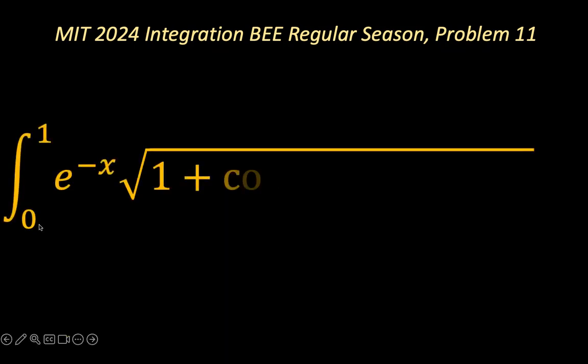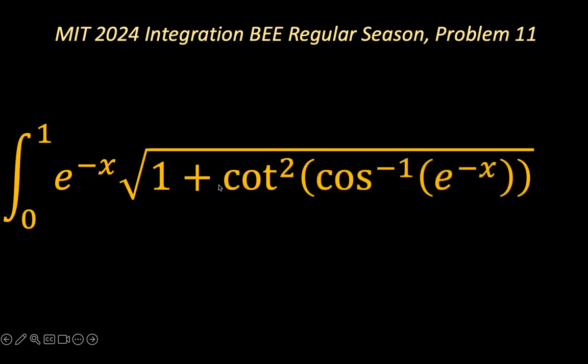So today's problem comes from the MIT 2024 Integration B regular season, problem number 11, which is the definite integral from x equals 0 to 1 of e to the power negative x times the square root of 1 plus cotangent squared of arc cosine of e to the power negative x. So it's an interesting problem.